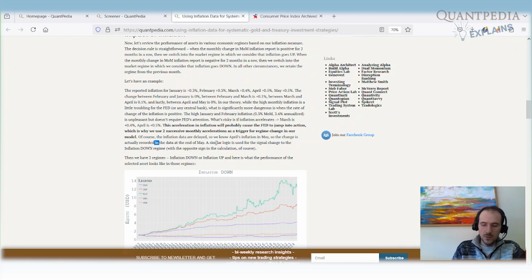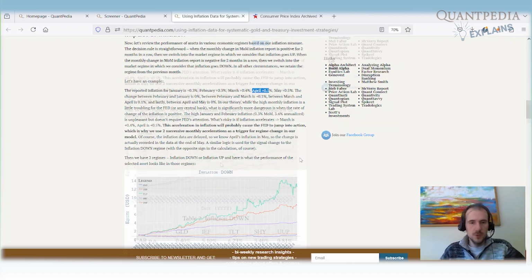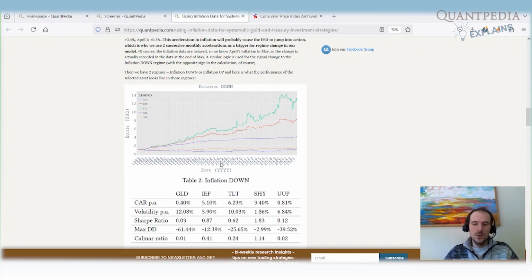So it means at the end of May, we know the April inflation, we know the March inflation, we know the February inflation, we know that we have 2 successive months of accelerating inflation, and that's the date at the end of May when we change our regime to inflation up. We are using the same calculation for inflation down, but with the opposite sign. If there is a January 0.3, February 0.3, March is 0.2, April 0.1, then at the end of April we change our regime to inflation down. This is how we can divide the whole 40-year cycle into inflation down regimes and inflation up regimes.